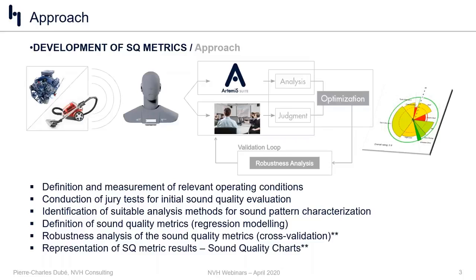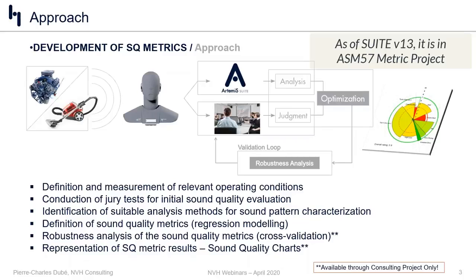And then we like to be able to visualize this, or have a way for our customers to visualize the results of this work at the end, and that comes in part in the way of these sound quality pie charts. So there's an example here on the right hand side of the screen. Now the last two portions of this list are only available in a consulting project, but the rest of the work can be done in Artemis Suite through ASM 27. It's a metric project.